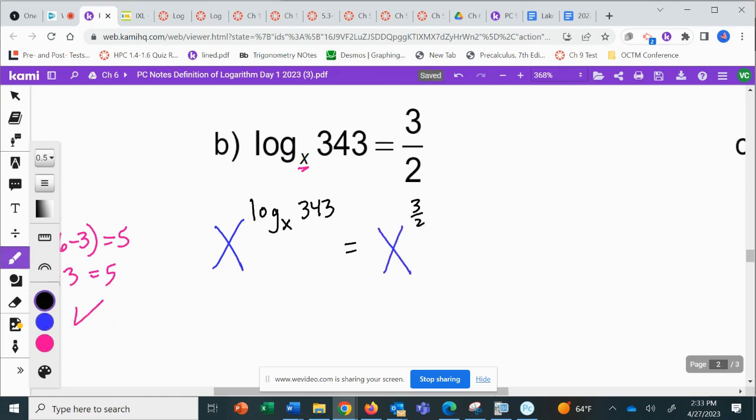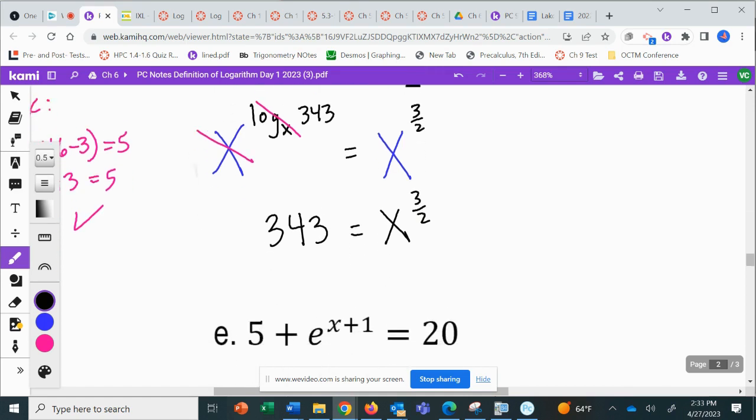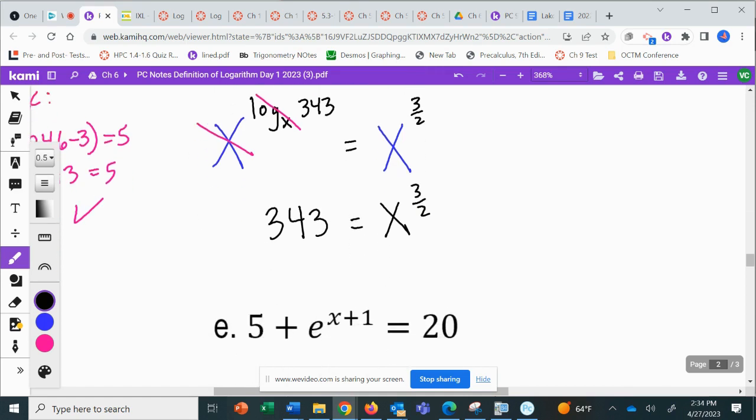Now, when I do that, my big x and my log base x cancel. And so now I have 343 equals x to the 3 halves. So now the log doesn't have a little base of x. The x is still there, but it's not in a weird spot. So next we have to solve for x. You don't have to yell it out, but think for a moment.